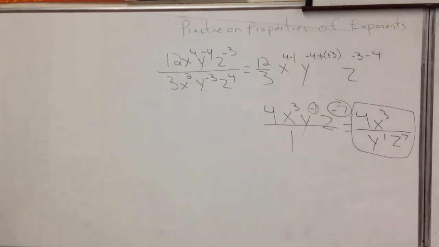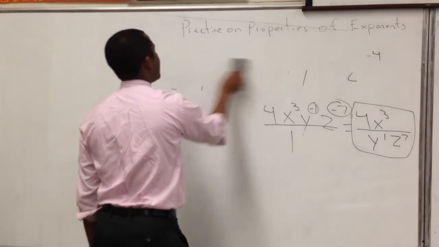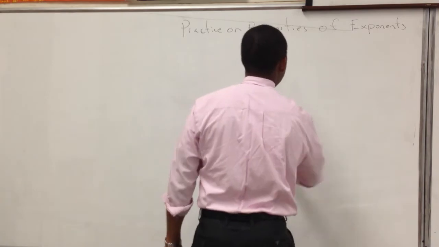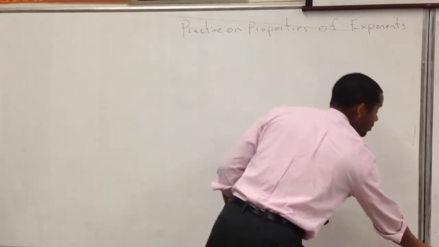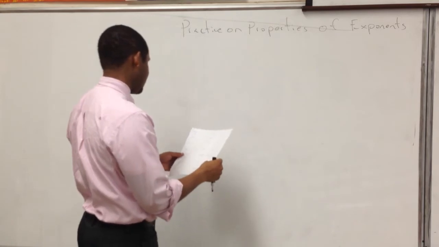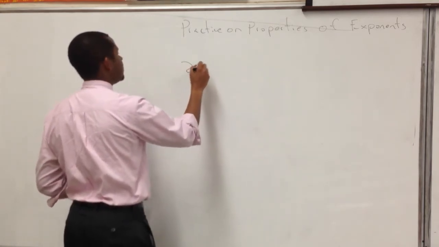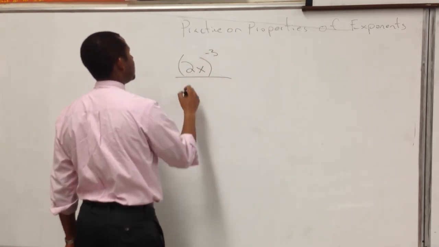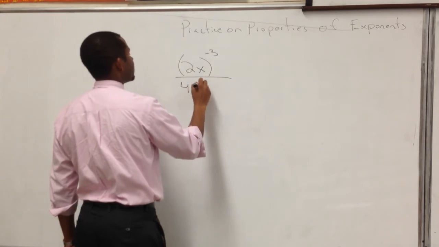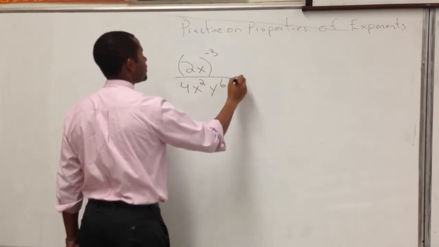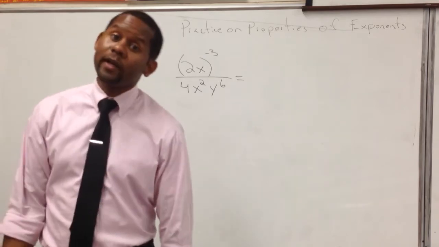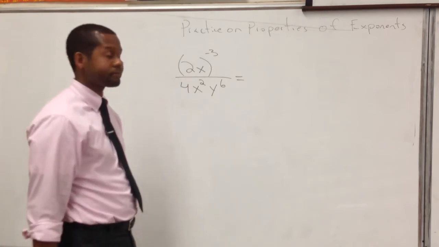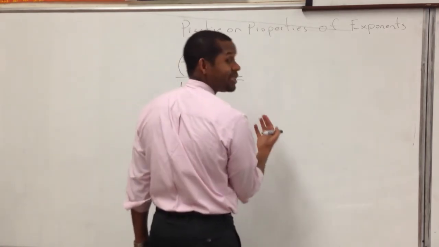Let's do another one. Again, this next one, I want you to solve it. Then after you solve it, I want you to give me the answer with no negative exponents. It says 2x to the negative third power over 4x squared y to the 6th. Okay? You solve this all the way, then when you get your answer, rewrite it with no negative exponents. Pause and do that right now. Hopefully, you just did what I asked you to do.